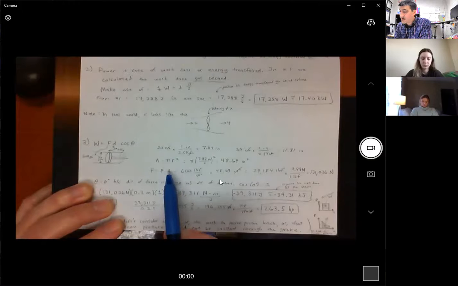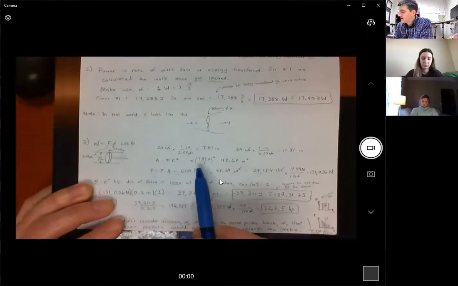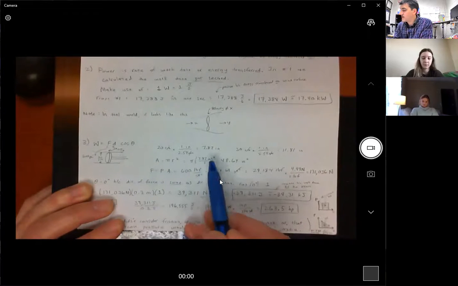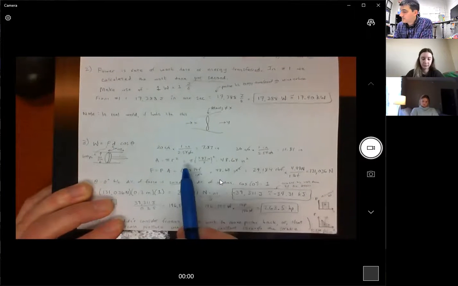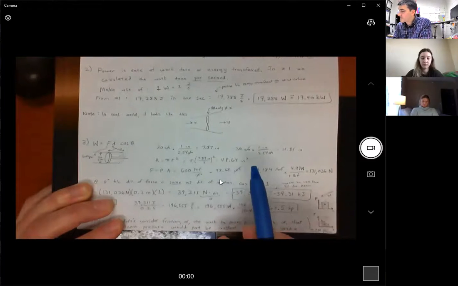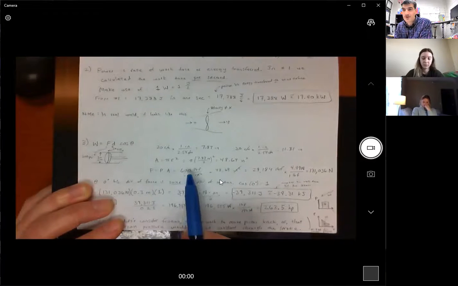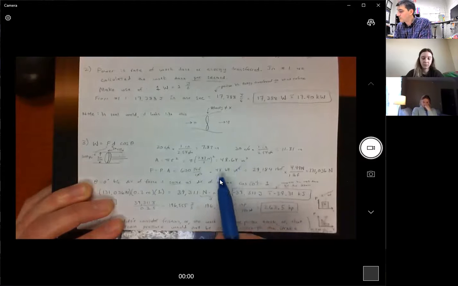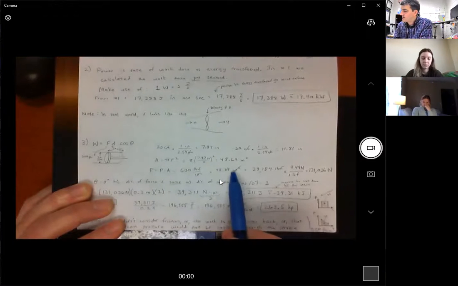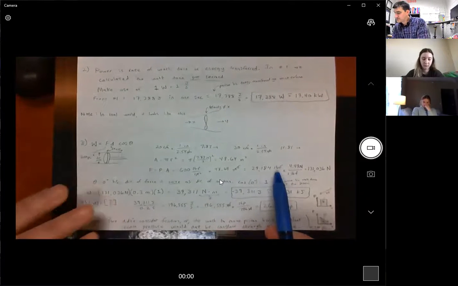And then I calculated the area. The area is pi r squared. It's just a circle. So for pi r squared, we take the diameter, divide by 2, square it, and multiply times pi, and we get the area of this piston to be 48.64 inches squared. So now we can plug that into this equation: our pressure, which is 600 psi, or 600 pounds force per inch squared, times our area, which is 48.64 inches squared. Inches squared cancels out, and we're left with a force of 29,184 pounds force.